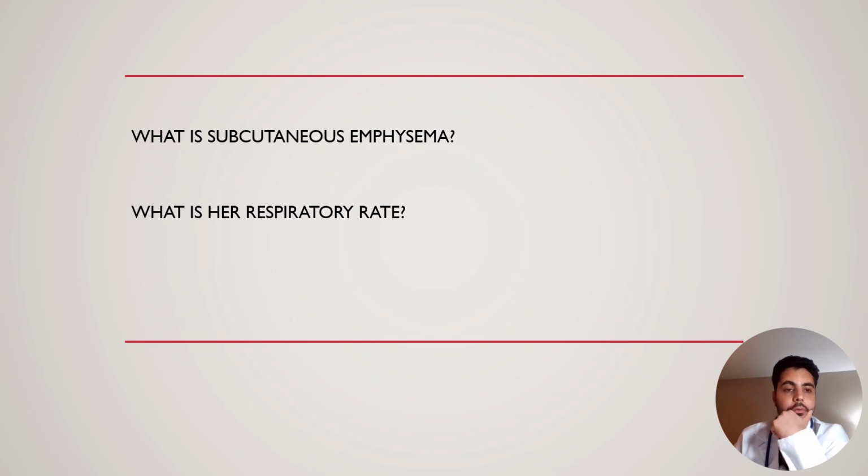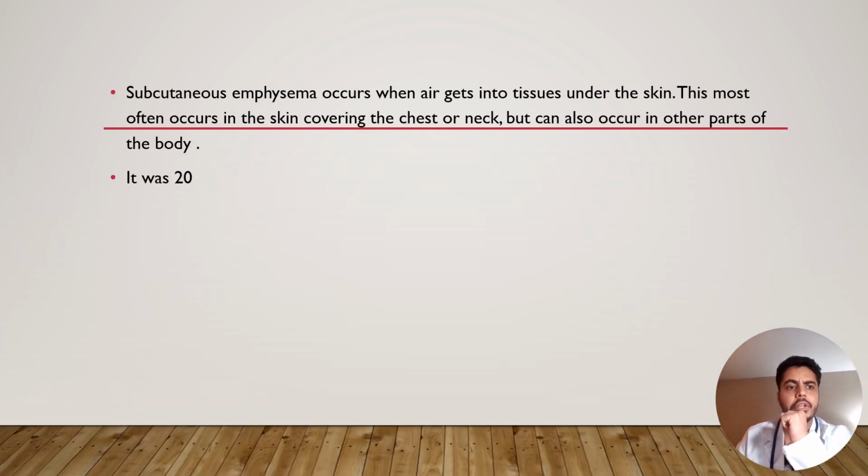Here we go. We're almost finished with this presentation, guys. We're gonna ask those 2 questions, like I said to you guys. What is subcutaneous emphysema, and what's the respiratory rate for this patient? As I told you, subcutaneous emphysema is when air gets into the tissue under the skin. It most often occurs in the skin covering the chest or the neck, but can also occur in other parts of the body. Respiratory rate was 20.